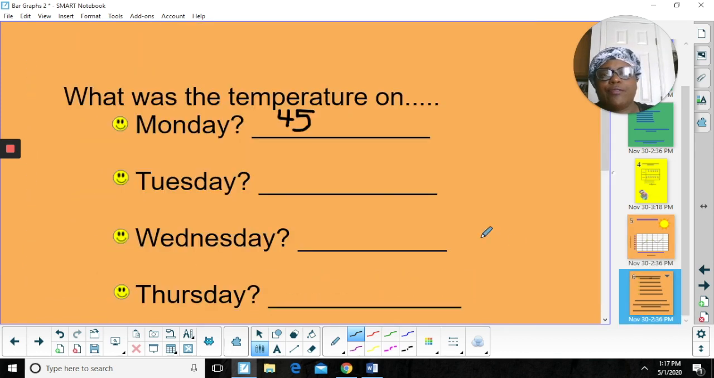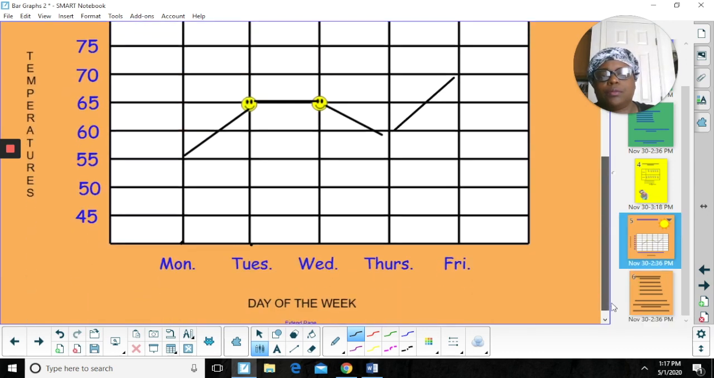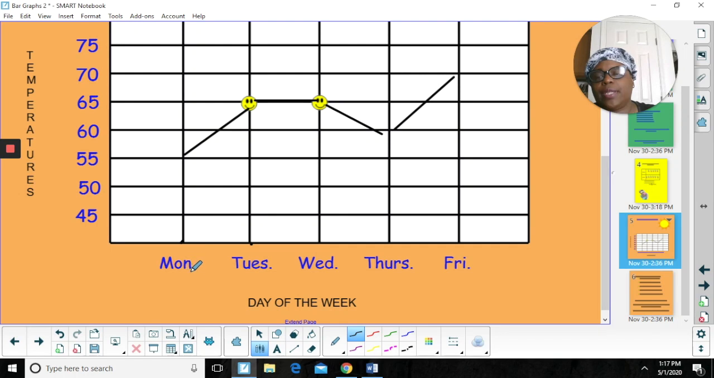Let's go to our very first question. Okay, it says here, what was the temperature on Monday? What was the temperature on Monday? Let's use our graph to figure that out. So we're going to go to Monday. We're going to go up the graph, which stops right here, okay? And we're going to go over.